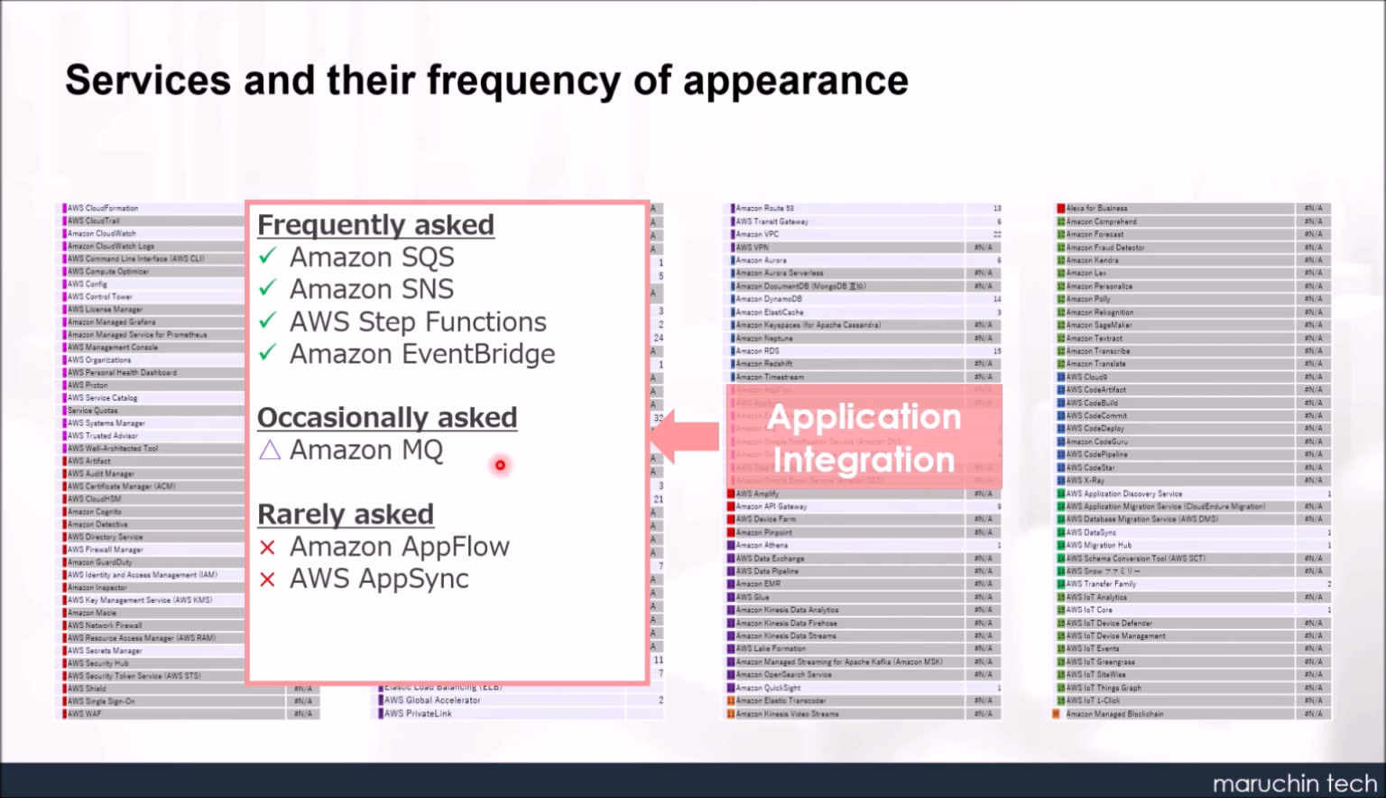Amazon MQ is sometimes tested in comparison to SQS. Amazon MQ is used when you want to use an existing message queuing service like RabbitMQ. For example, if the question specifies minimizing the operational overhead, you should choose SQS. If it states already using RabbitMQ and wants to avoid the hassle of implementation, you should choose Amazon MQ.